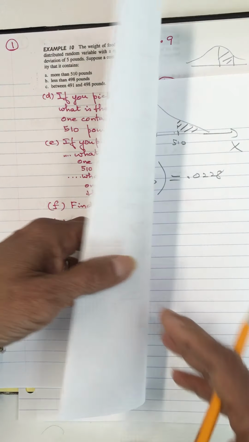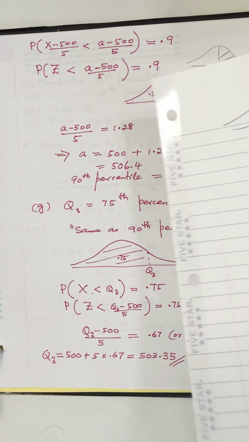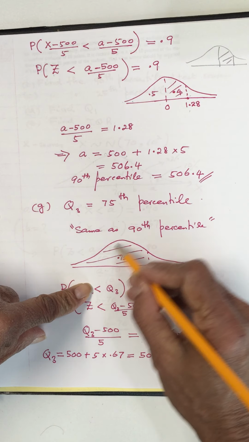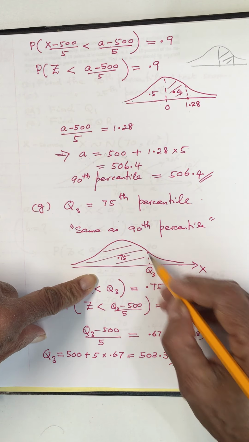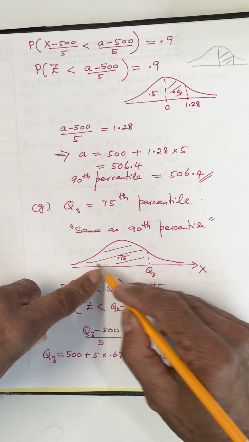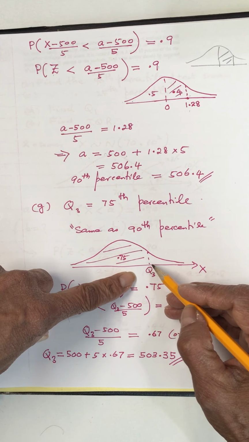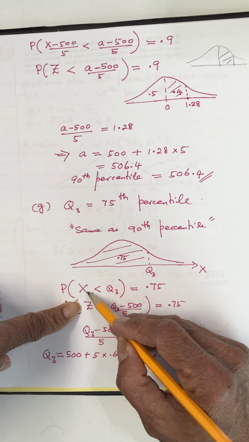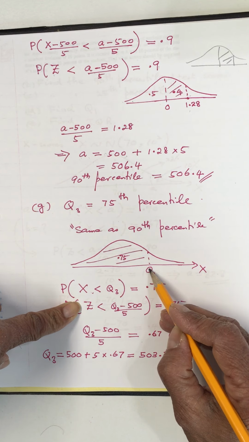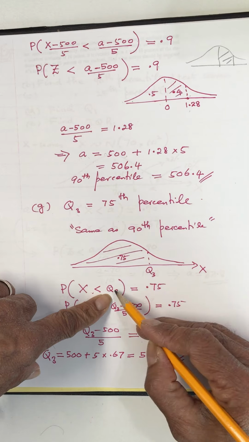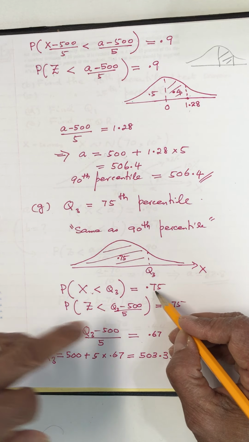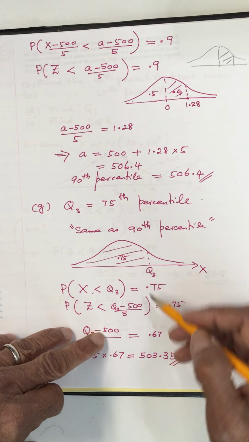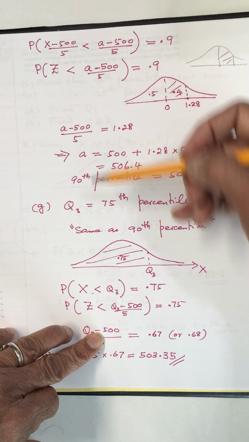Okay, so here, Q3: the population goes like that. You want to figure out a value over here, leaving 75% below. So write the equation: the probability that X is less than Q3, where Q3 is that value, is going to be 0.75. This area is going to be 0.75, the same as in the previous part.